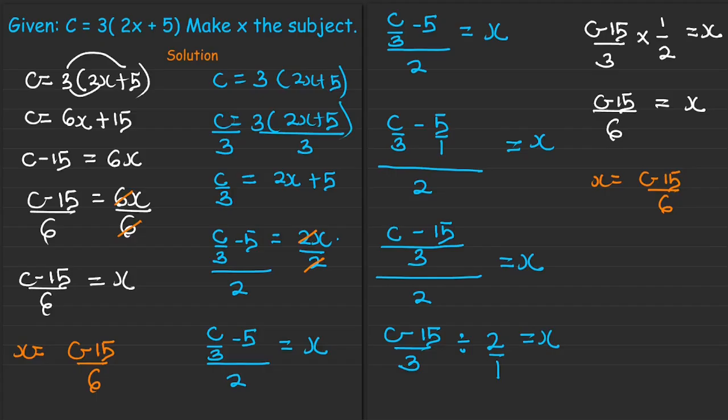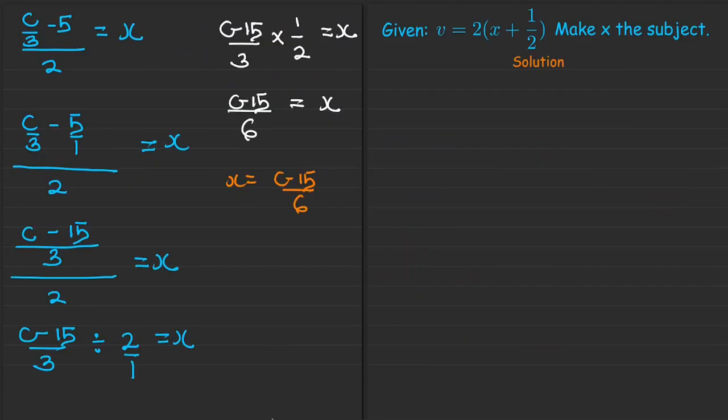Let's take one last example where there would actually be a fraction in the bracket. So in this last example we have here, as you can see, we have v being equal to 2 into bracket x plus 1 over 2. So how do we go about it? As we have seen, you can use any of the methods. The coefficient of x here is 1, so using the first one will be very, very simple. Hence, let's choose to divide both sides by 2.